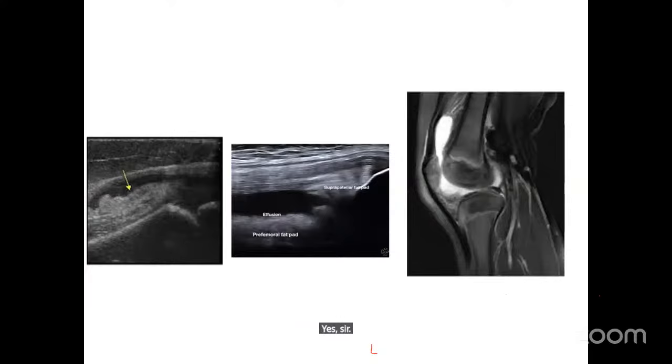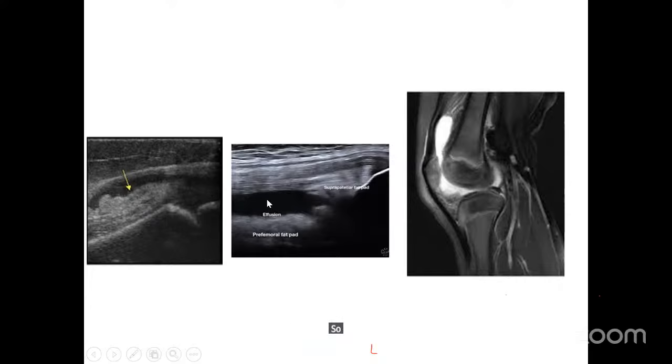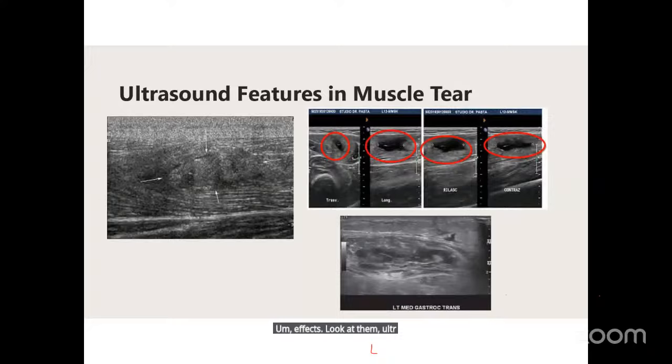That's it. Look at his joint effusion. Look at his ultrasound, joint effusion. We don't appreciate bone outline. Ultrasound is not good for bone, but anything fluid or soft tissue, ultrasound is good. So the needle can simply be inserted here, the fluid extracted, and corticoids administered to reduce the pain and other effects. Look at them: ultrasound in meniscal tear, ultrasound in muscular tear, soft tissue tear, just like strain or sprain. They can see focal hematoma.